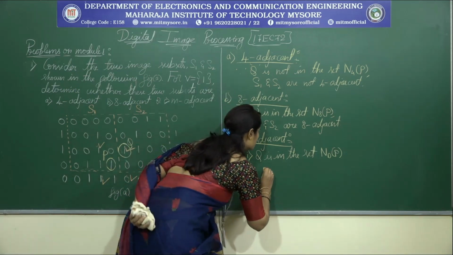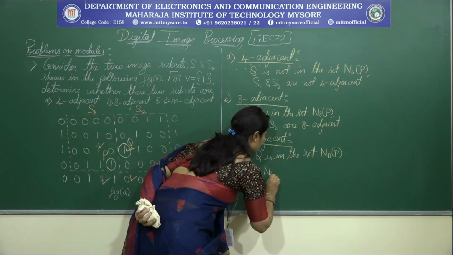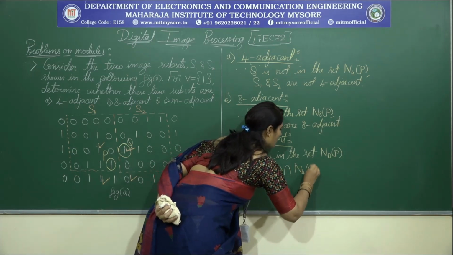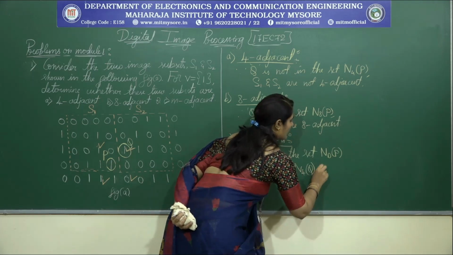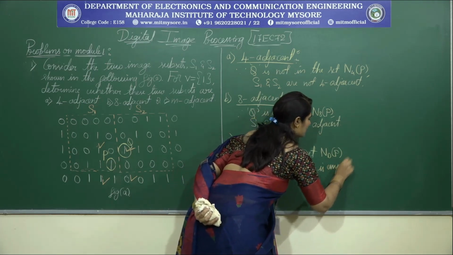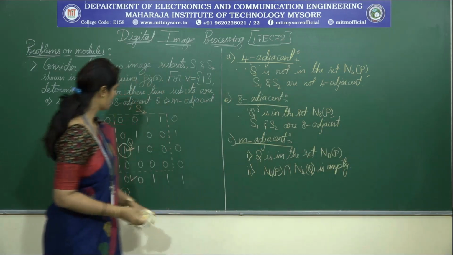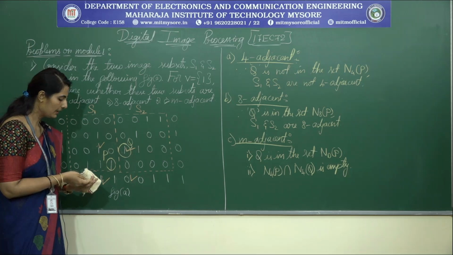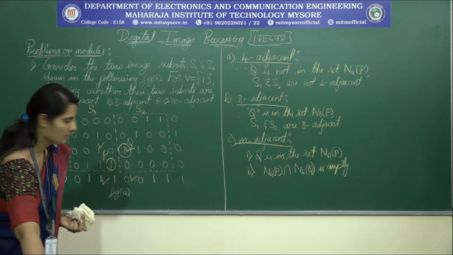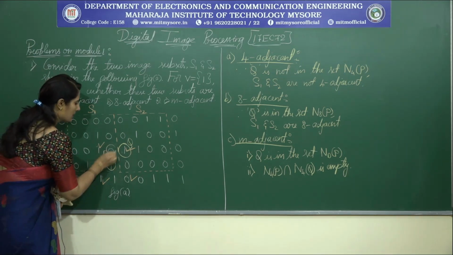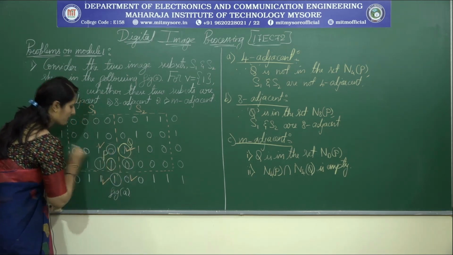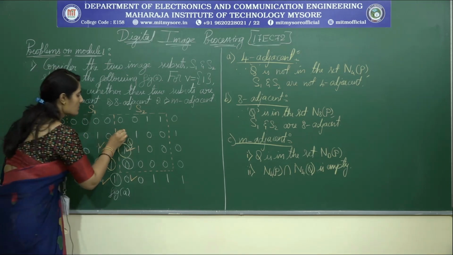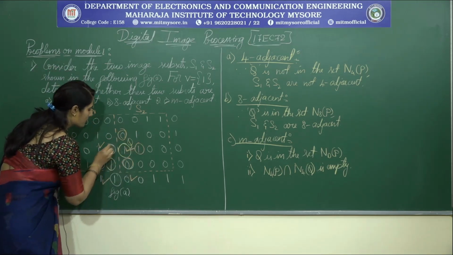That is, N4 of P intersection with N4 of Q is empty here. So what does it mean? Here, what is N4 of P? N4 of P elements I will mark in white. Okay, so these are N4 of P. So what are N4 of Q? These elements are N4 of Q.